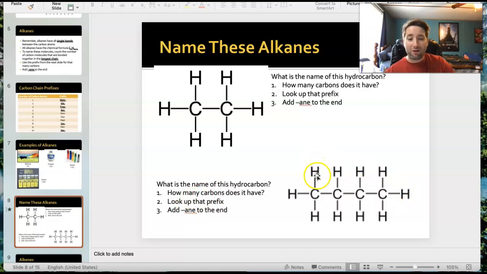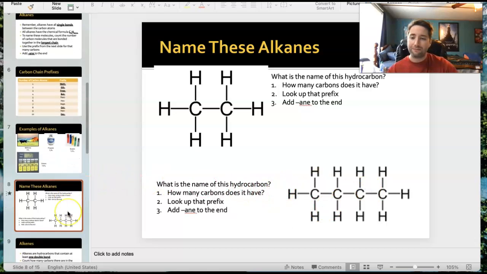It doesn't matter how many hydrogens it has. It's just filling in the space here. So remember, carbon can bond to 4 different things. This carbon here is bonded to another carbon and then 3 hydrogens. So the hydrogens just fill in the space, and they don't have anything to do with the name.